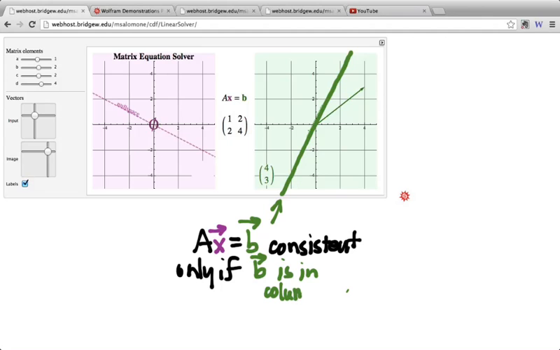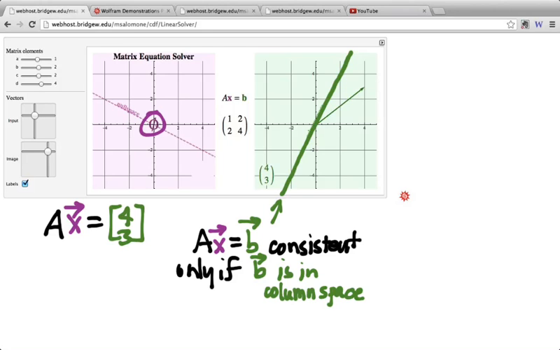And so in the example that's on the screen right now, we chose a B that wasn't in the column space, and therefore we cannot find an X such that AX is equal to that B. So the solution set for A times X equals (4, 3) has no solution. It is an empty set. AX equals (4, 3) has no solution. Is inconsistent, in other words. Because (4, 3) does not belong to the column space of A. Because the column space is just that line.